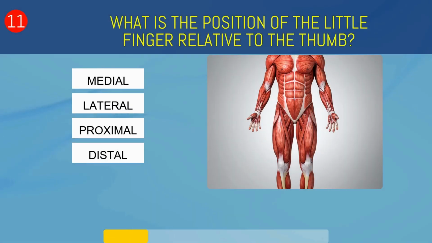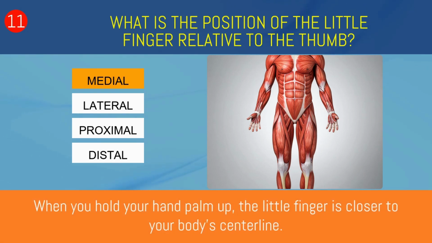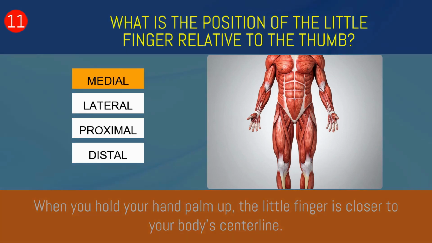What is the position of the little finger relative to the thumb? Medial, lateral, proximal, or distal? Medial. When you hold your hand palm up, the little finger is closer to your body's center line.